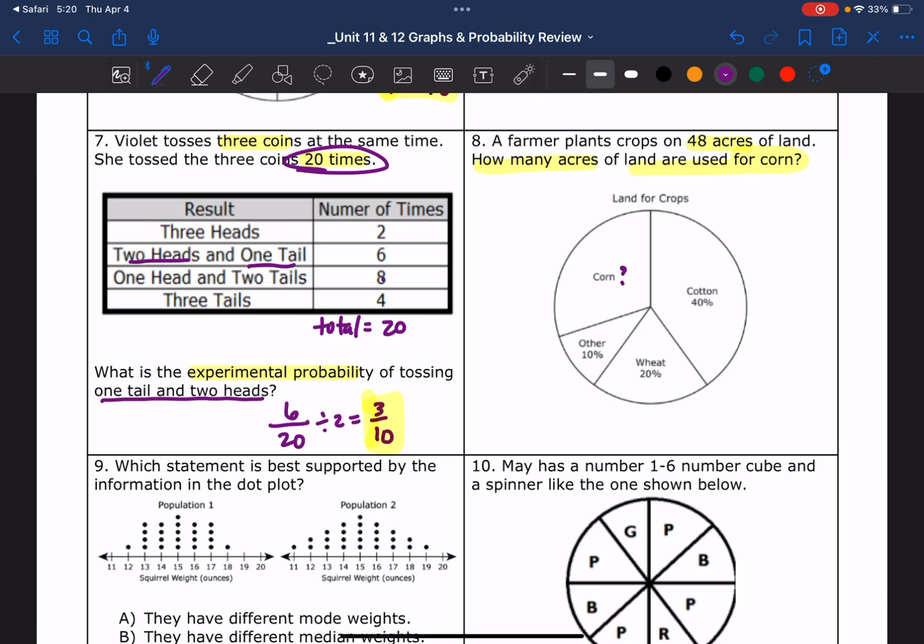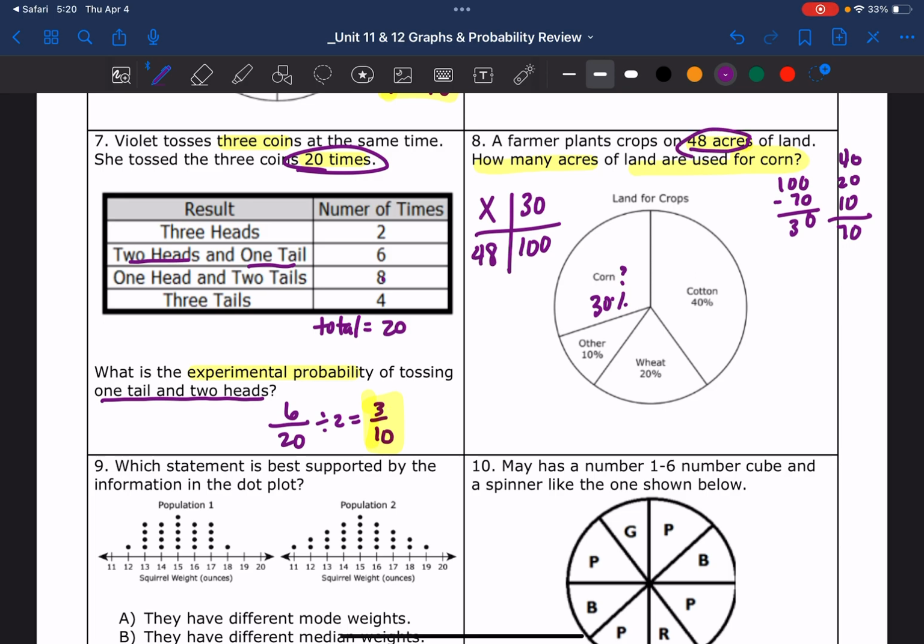So what I have to do is I have to add 40 plus 20 plus 10, 4, 5, 6, 70, and then subtract 70 from 100 because a full circle graph will add up to 100. And I know that this is going to be 30%. Okay? So, there's 2 ways to do this, okay? The first way is a proportion box. We're trying to find the part. We know that we have 30% out of 100, and the total is 48 acres.